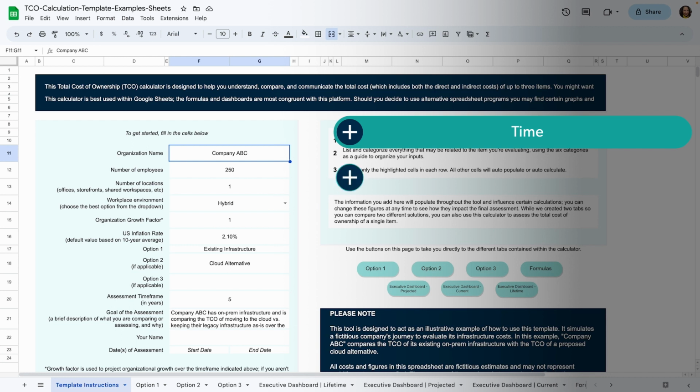You'll also want to determine the scope of the tool or toolset you're evaluating. TCO calculations can be broad enough to include factors such as labor and rollout costs, or narrow enough to just include the immediate toolset. Once you have an idea of what you want to analyze, you can get started with the tool.